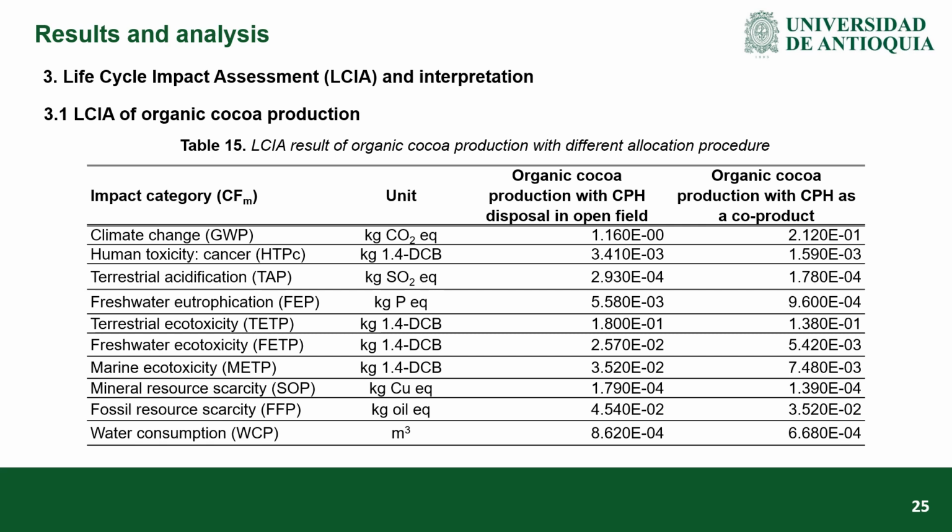The first life cycle impact assessment corresponds to the organic cocoa production with different allocation procedures. This means that the process was evaluated with two scenarios. One where 1 kilogram of CPH is disposed of in an open field, and the other where the same amount of CPH is used as a co-product.